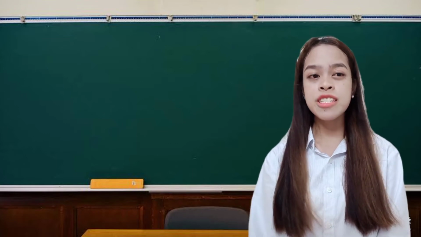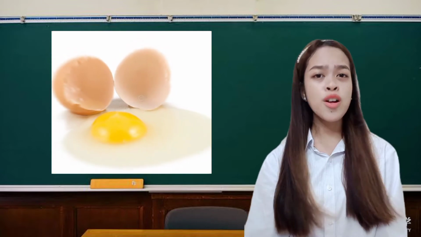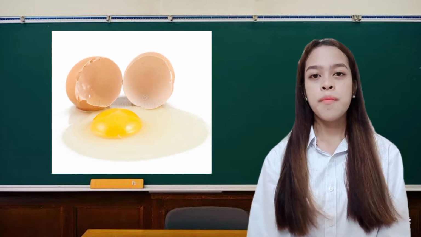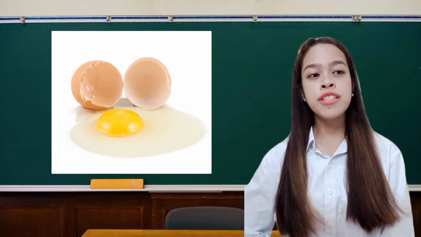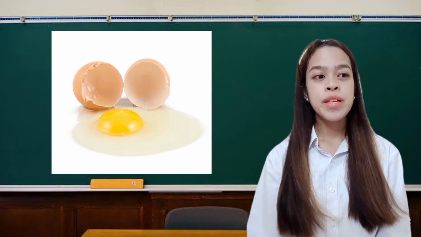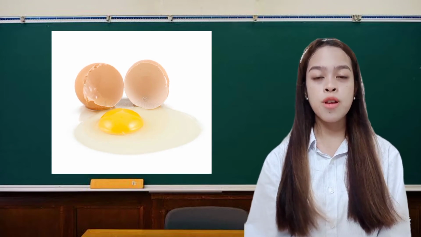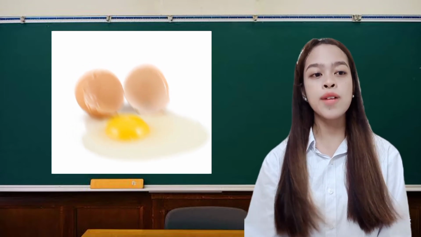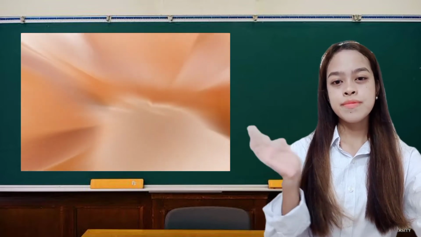So, we normally distinguish three parts of an egg. It is the shell, the egg white, and the egg yolk. But a closer scrutiny reveals a much more detailed structure of an egg. An egg from a hen consists of approximately two-thirds egg white and one-third egg yolk. So, look at the picture.